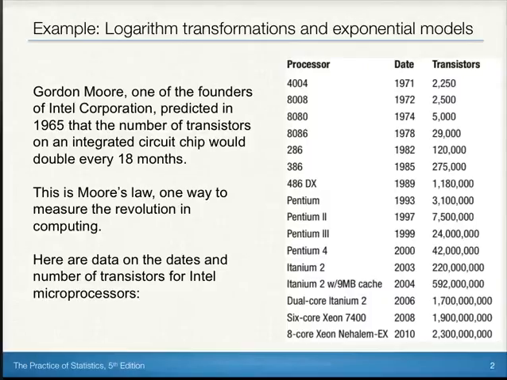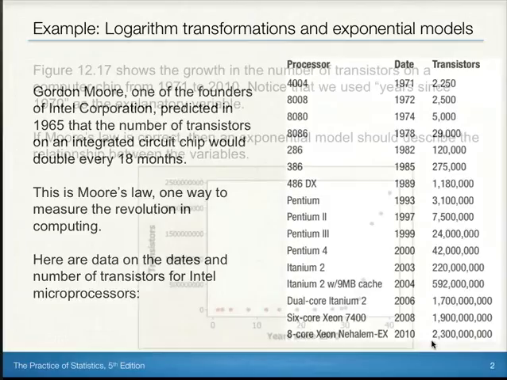Now, here are the data on the dates and number of transistors for Intel microprocessors. We can see in 1971 that the processor labeled 4004 had 2,250 transistors. In 1993, when the Pentium chip came out, we had 3.1 million transistors. And in 2010, when the 8-core Xeon Nehalem EX processor came out, we had 2.3 billion transistors.